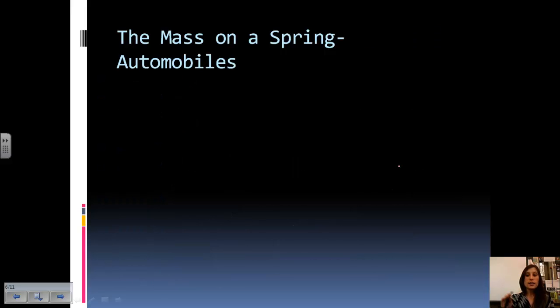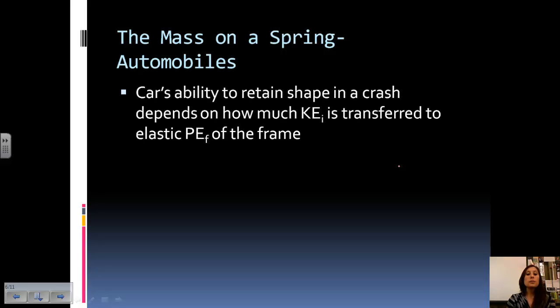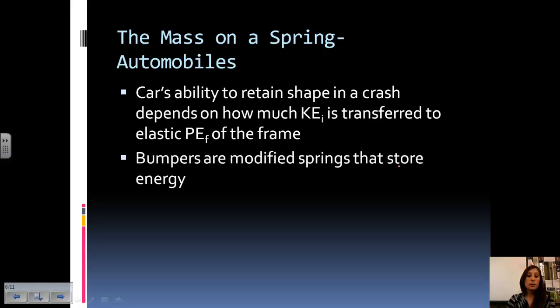Okay, so we can also take this idea and relate it to automobiles or cars. A car's ability to retain its shape in a crash, which is important, depends on how much kinetic energy initial, since it's moving, is transferred to the elastic potential energy final of the frame. And so we want to retain our shape.